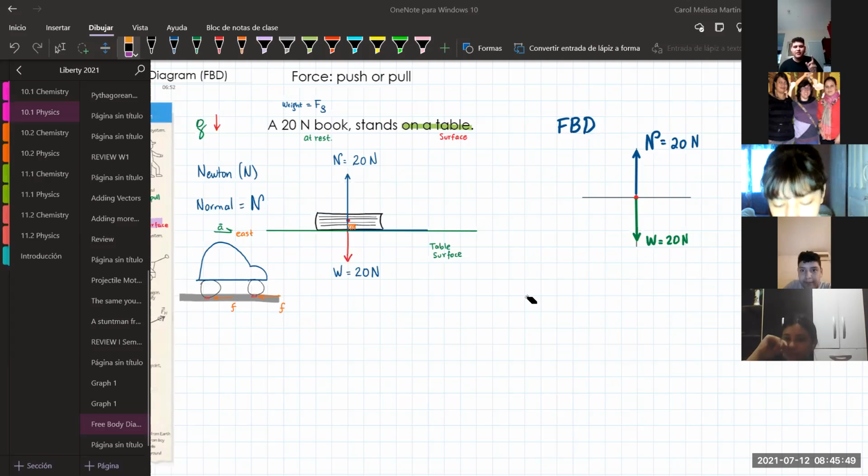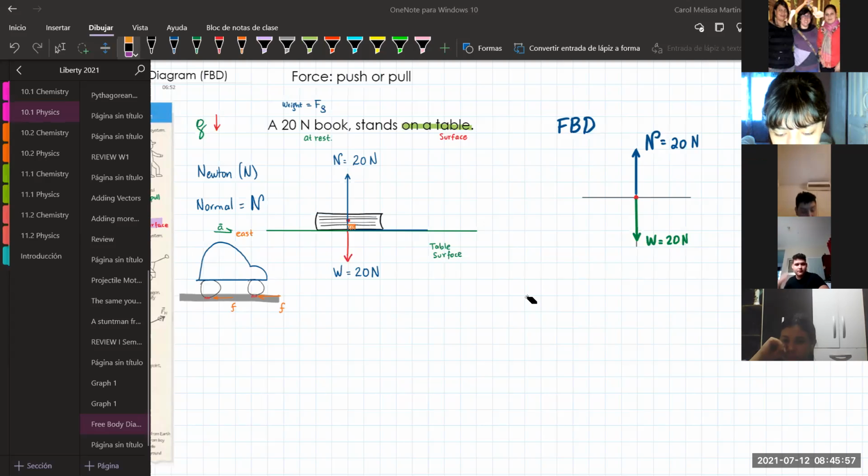Miss, in W, why is it not negative 20 if it is going down? It's not that it's not negative 20. Yes, it is negative 20. But you see the negative? Because it's going down. You already said it.